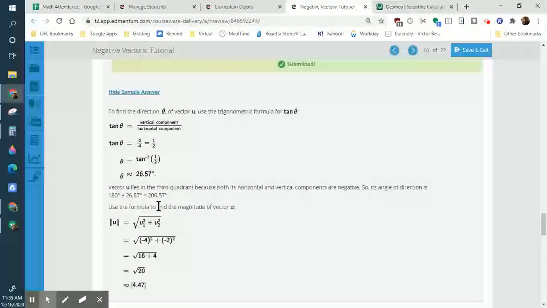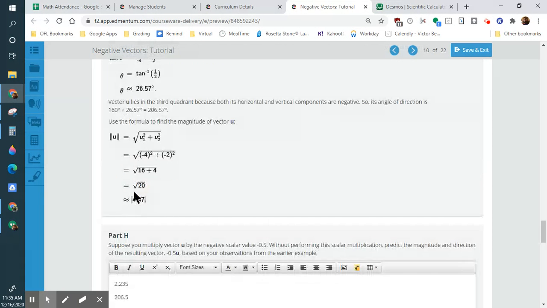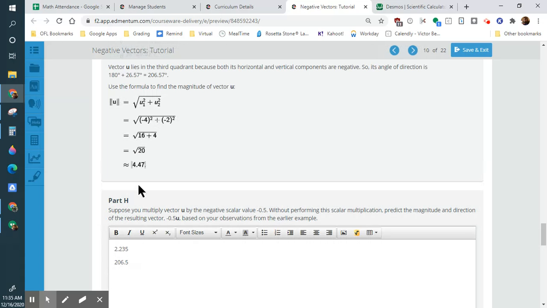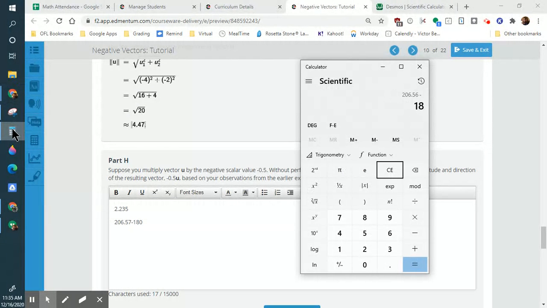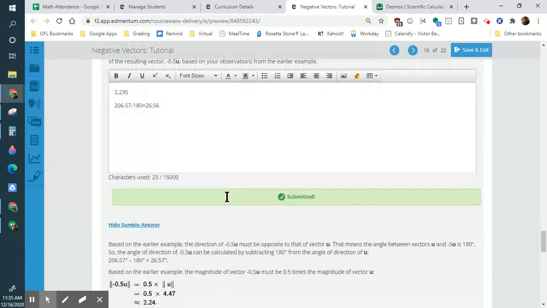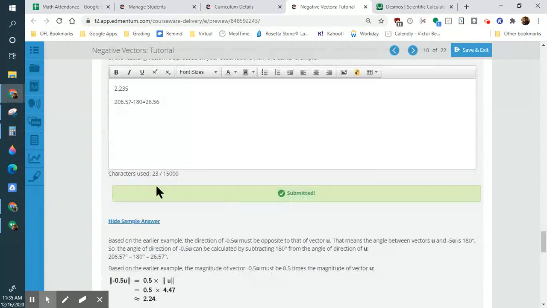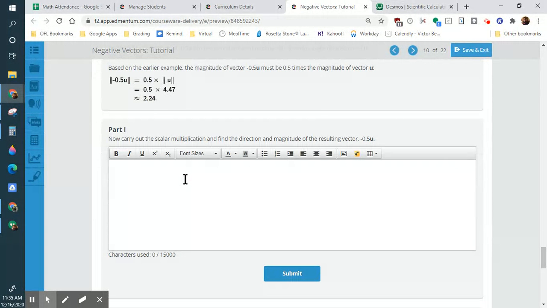And the direction, we're going to want to be 180 degrees different from this. So we're going to do 206.57 minus 180. So this one minus 180, we get 26.56. They're a little off because of round off error, but for the most part, we're there. Now carry over the scalar multiplication. They want us to actually do the scalar multiplication now.